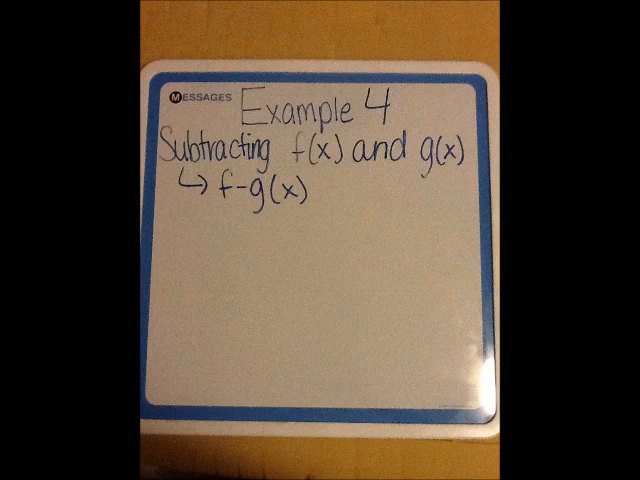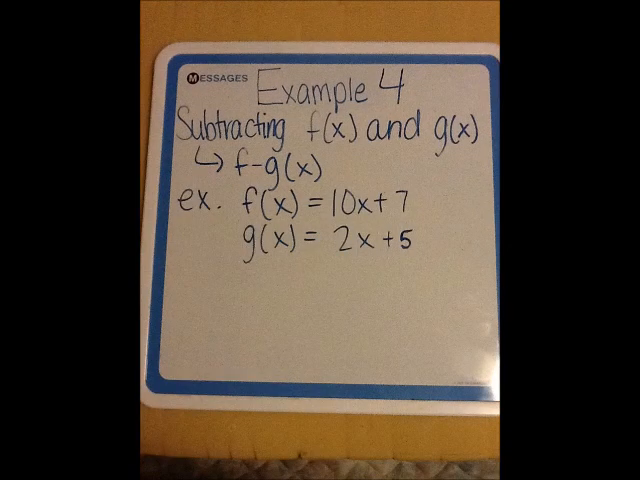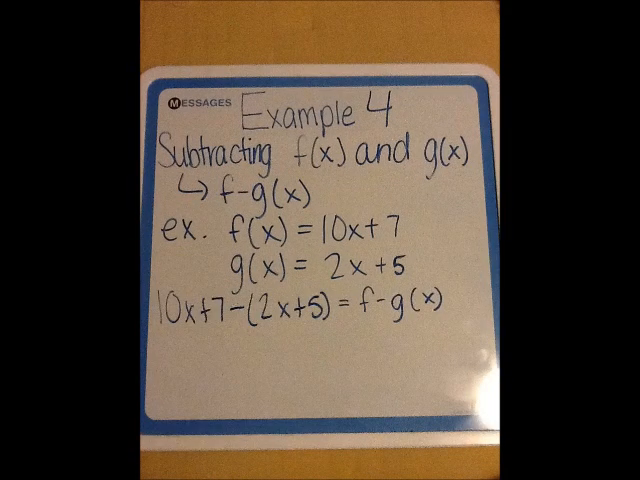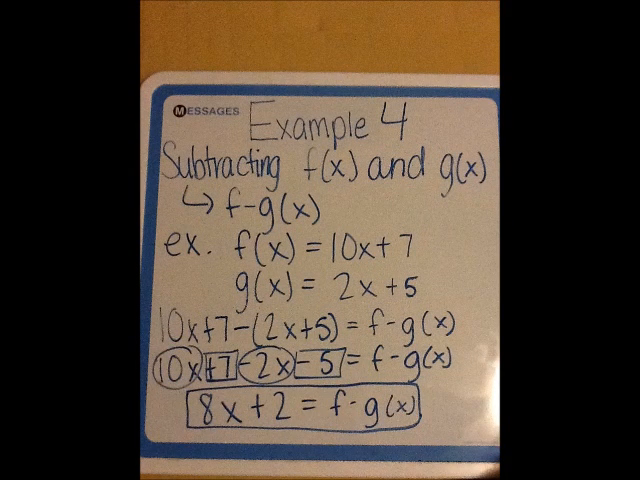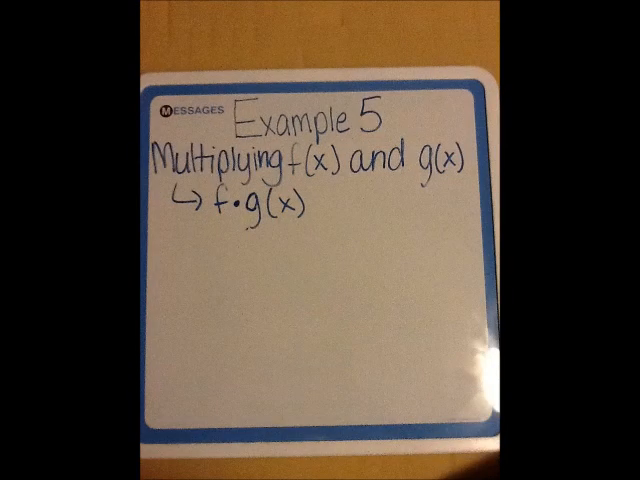For example 4, you will be subtracting f of x and g of x. If f of x equals 10x plus 7 and g of x equals 2x plus 5, you will once again combine the equations first. Don't forget to distribute the minus sign to both terms of g of x. After you distribute the negative sign, you will once again combine like terms and solve, leaving you with 8x plus 2 equals the f minus g of x.